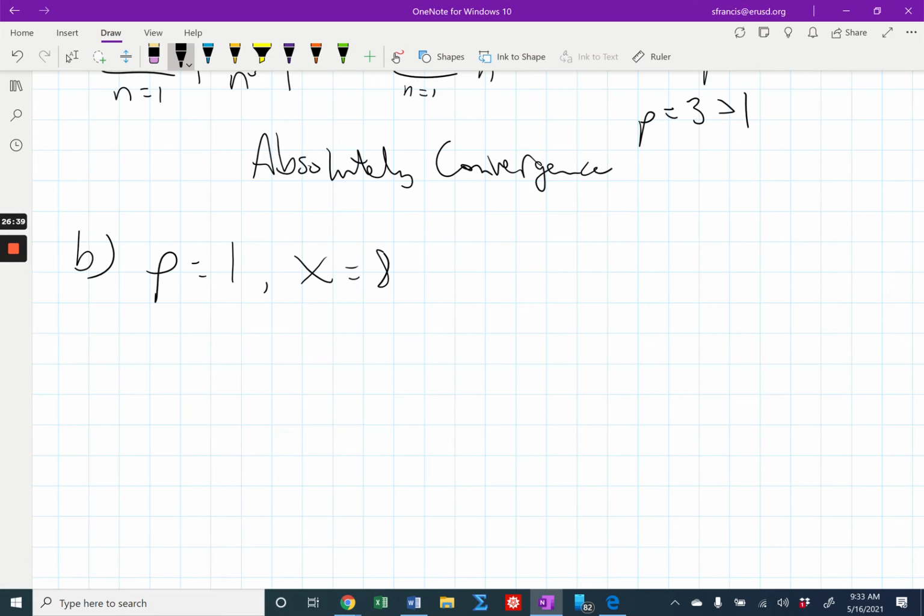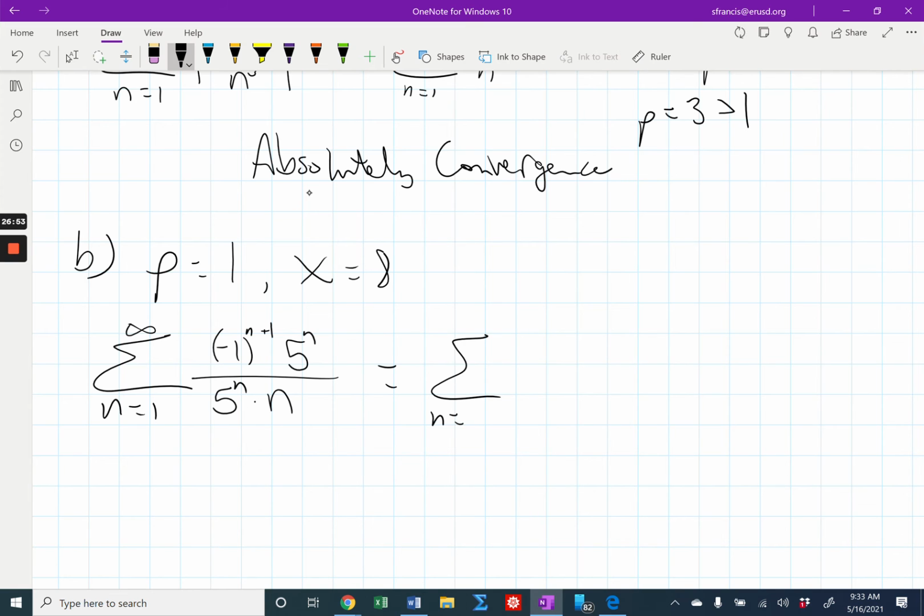Make sure I got this right. So (-1)^(n+1). We get our 5 to the n. We get 5 to the n. And now it's just times n over here. And when we do this, you should recognize this as the alternating harmonic series. Okay. This is the alternating harmonic series.